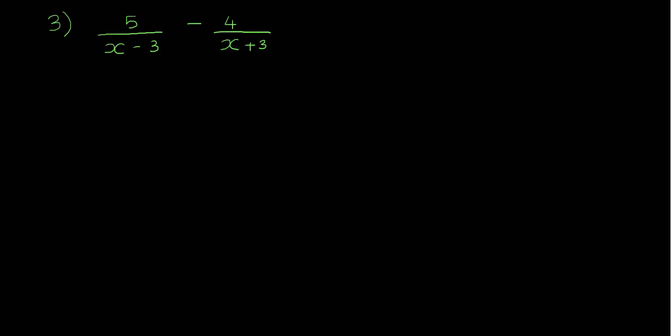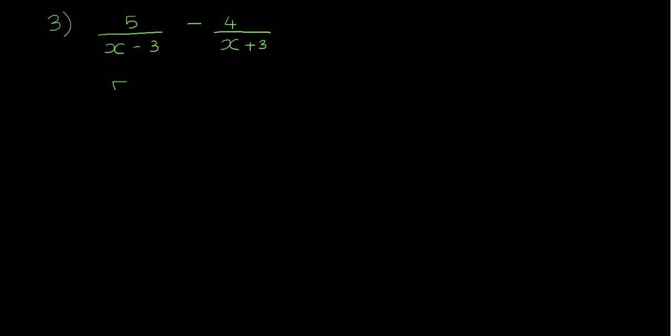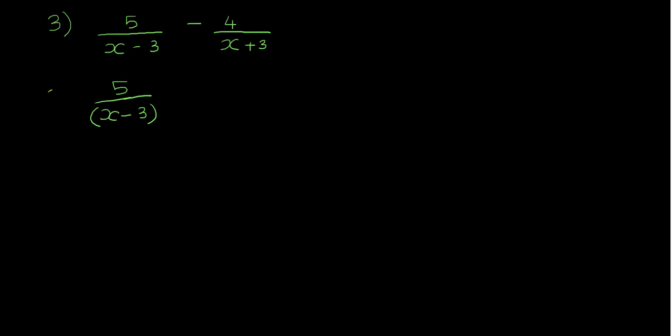In order to do that, we're going to start off by multiplying the fraction on the left, top and bottom, by x plus 3. So let's write down this fraction, 5 over x minus 3. And because there's more than one term, I'm going to put this in brackets. And I'm going to multiply it top and bottom by x plus 3. And since x plus 3 is more than one term, I'm going to put that in brackets too. So useful brackets.